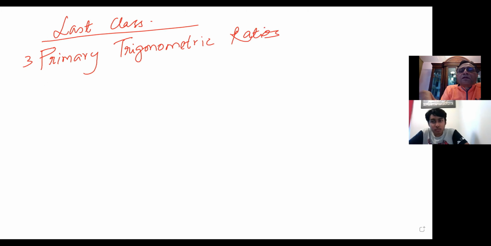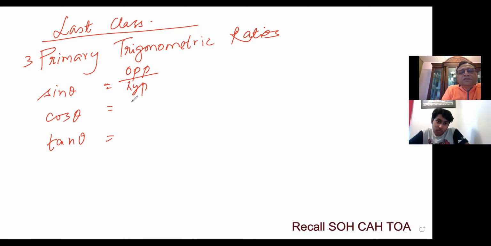So, sine theta, cos theta, and tan theta. Sine theta is the ratio of opposite side over hypotenuse. Cos is the ratio of adjacent over hypotenuse. And tan is the ratio of opposite over adjacent side. Is it okay? Yes, sir.